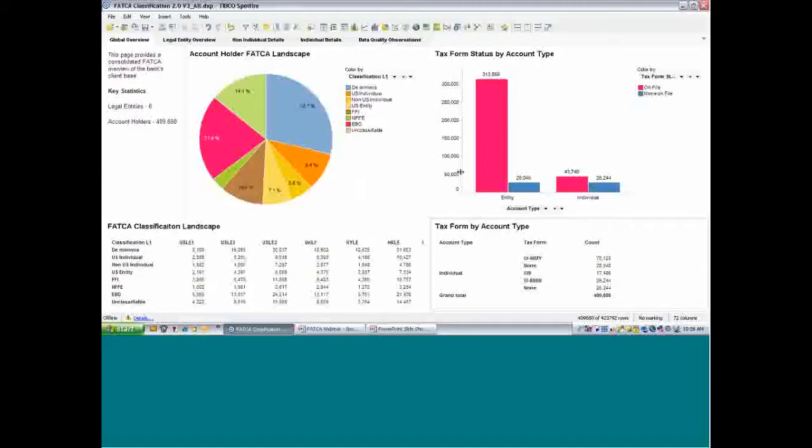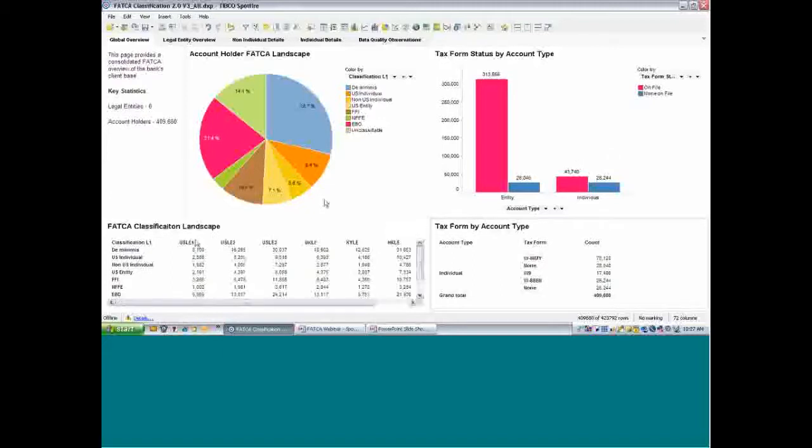tax initiative, the most important thing in it is getting the right tax form. So understanding which tax forms you have on file, or how many of your accounts already have tax forms on file, is a key piece of information going forward. So here, just across entities and individuals, we've separated the account holders that have tax forms on file and the account holders that do not have tax forms on file.